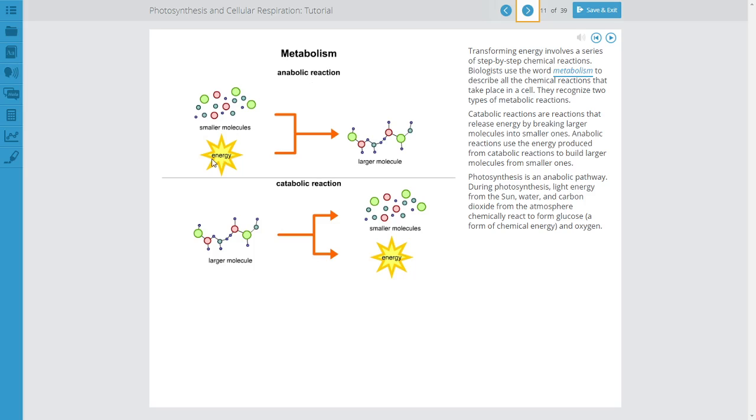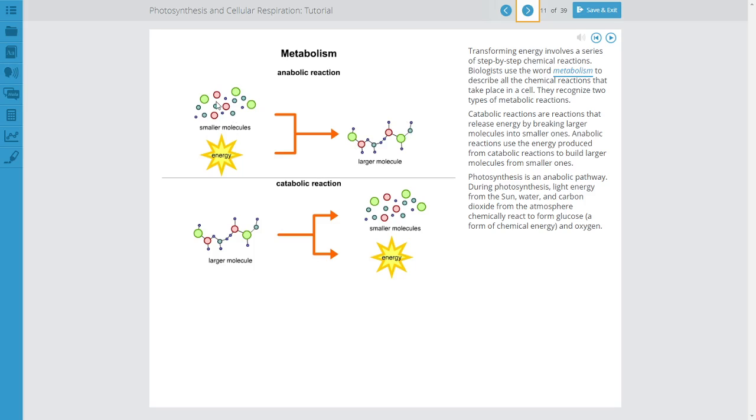That's what happens. The plant, for example, through photosynthesis, takes in energy, takes smaller molecules, puts them together to create a larger molecule. That's an anabolic reaction. Happens all the time. And there's all kinds of anabolic reactions. They're not just photosynthesis, but this is the one we're going to be talking about, so it's why we're covering anabolic reactions.